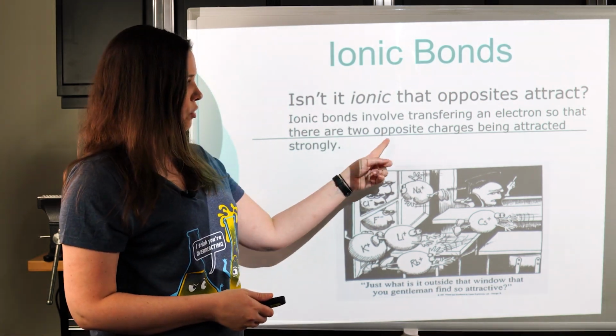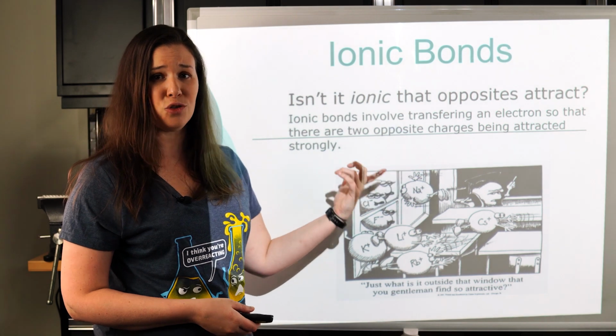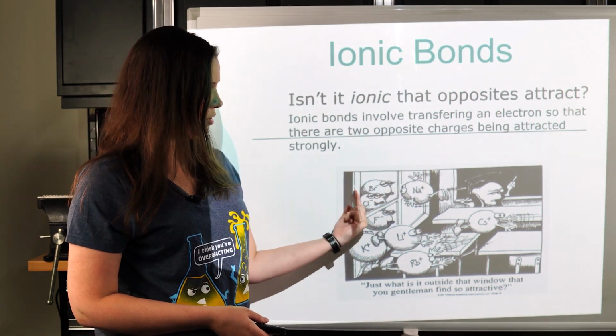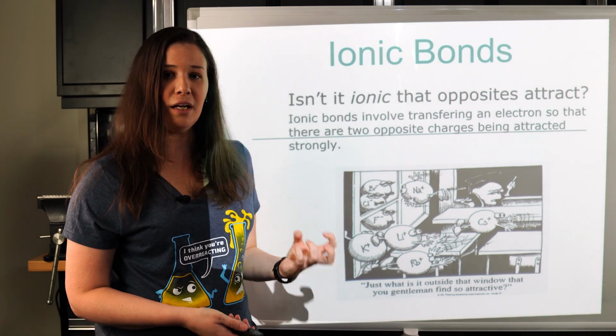So what happens then when you have opposites? Well, as you may know, opposites attract. And so that attraction between the positive and negative is what's going to hold that ionic compound together.